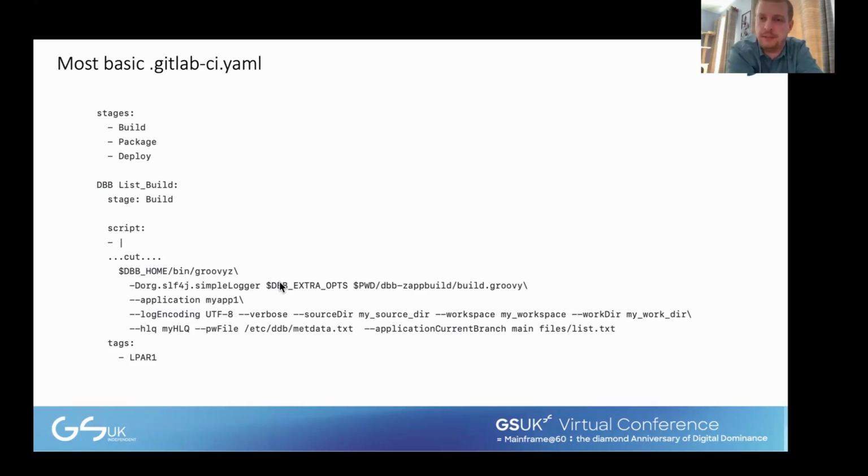This is a very basic one, right? We basically just want to compile a list of programs listed inside of the list.txt file.